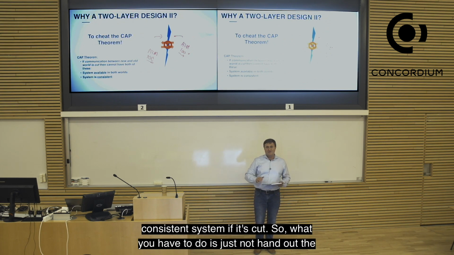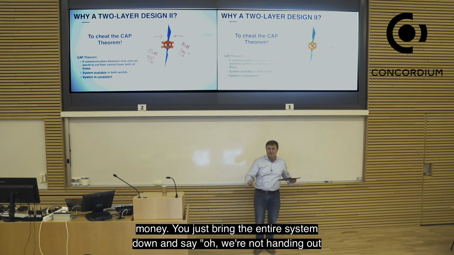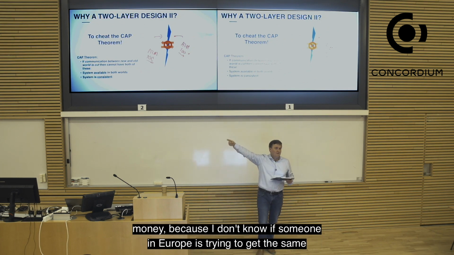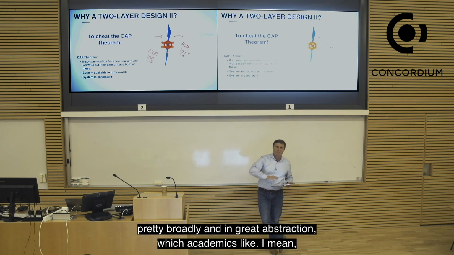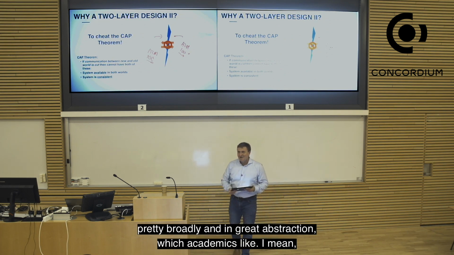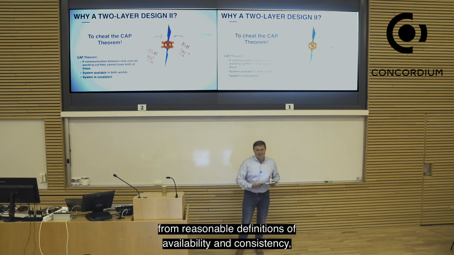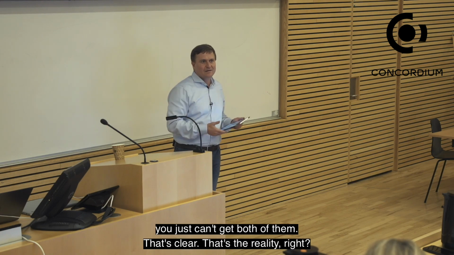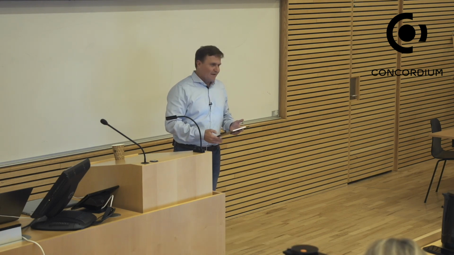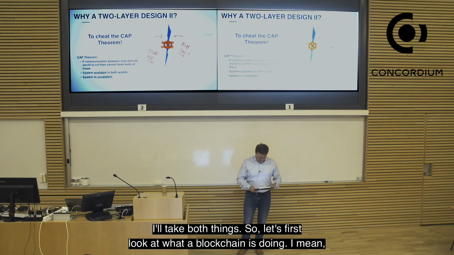So what you have to do is just not hand out money. You just bring the entire system down and say, we're not handing out money because I don't know if someone in Europe is trying to get the same money out. And then you lost availability. And you have to pick. You can prove that pretty broadly and in great abstraction, which academics like. For reasonable definitions of availability and consistency, you just can't get both of them. That's clear, right? It's a triviality, right?